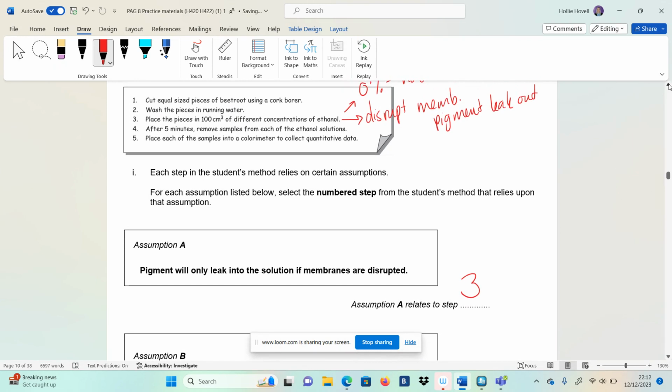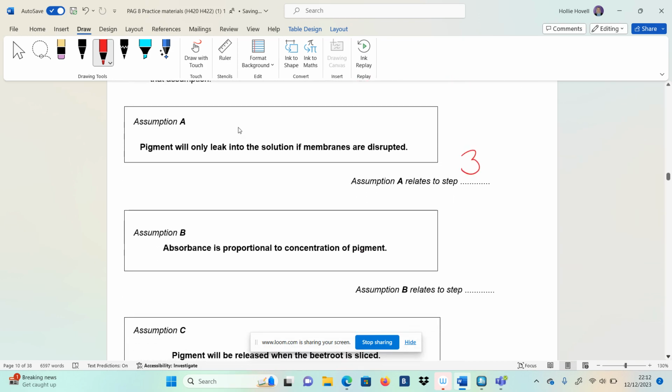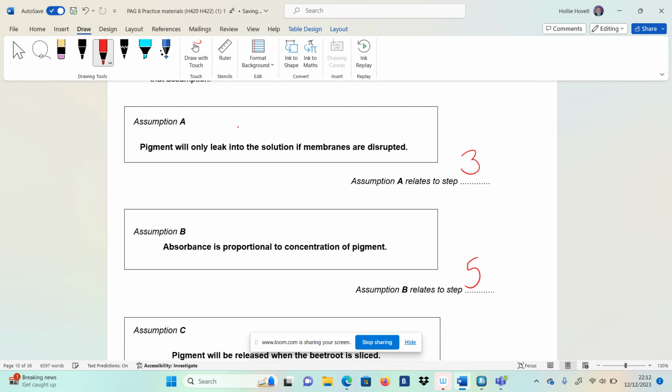The next one was absorbance is proportional to the concentration of the pigment. So that's relating to the colorimeter, isn't it? So that must be number 5. It's a nice easy one. That's how the colorimeter works. And the final one, pigment will be released when it's sliced.